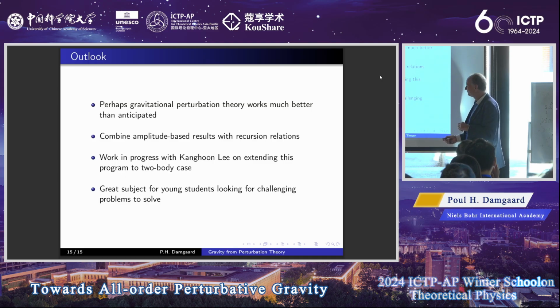Great subject for young students. Is there anybody in the room looking for challenging problems to solve? Or do you just want easy problems? Anyway, I end there.